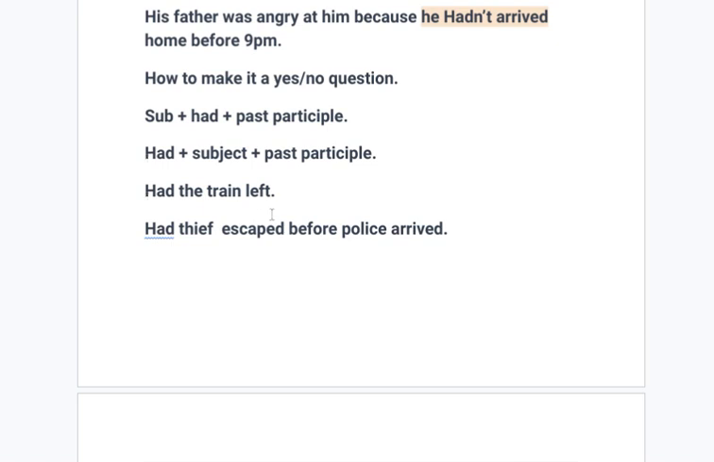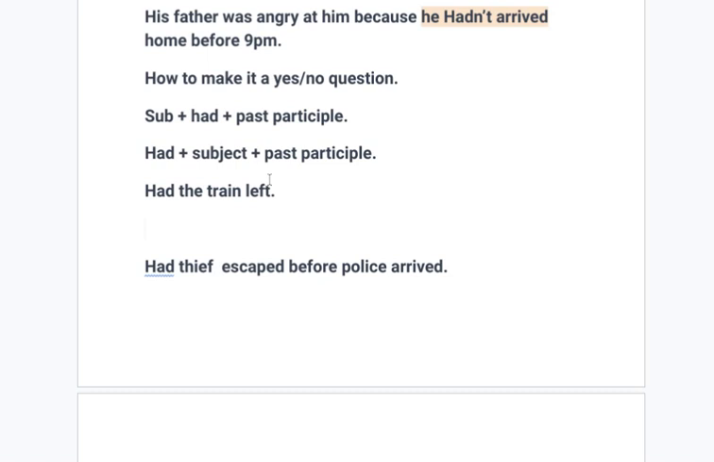Had the train left? So if you want to make it a regular one, had the train left is the yes no question, and this is the regular one that I'm typing. Train is the subject. Had left. The train had left. This is the regular one, and this is the yes no question one.